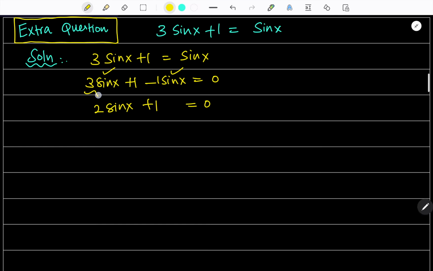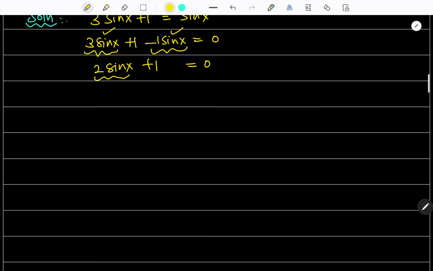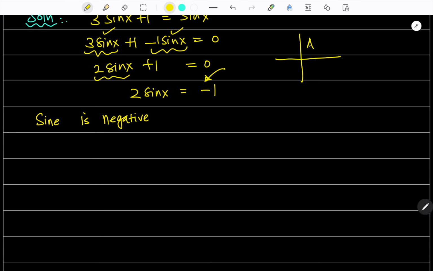Again, I'll repeat, 3 sine x minus sine x is just 2 sine x. So 2 sine x is equal to what? Negative 1. There is a negative, be careful. So from this, what is the conclusion? Sine is negative. Let's go to the quadrant.